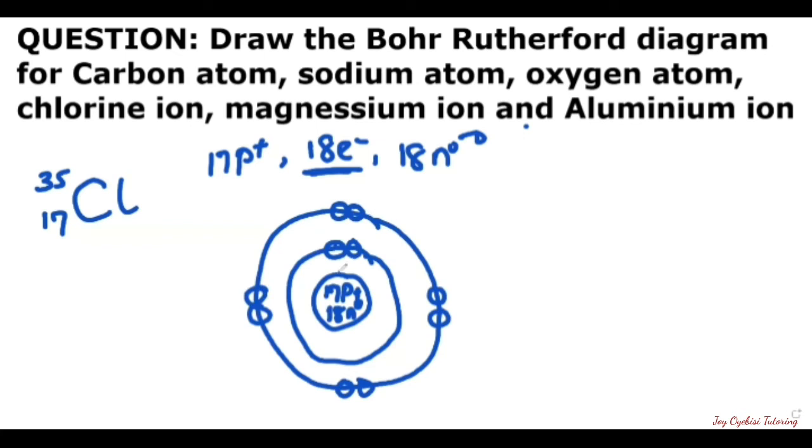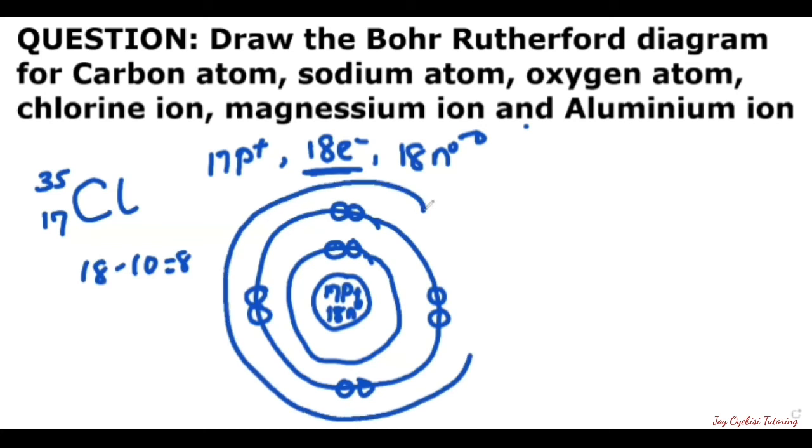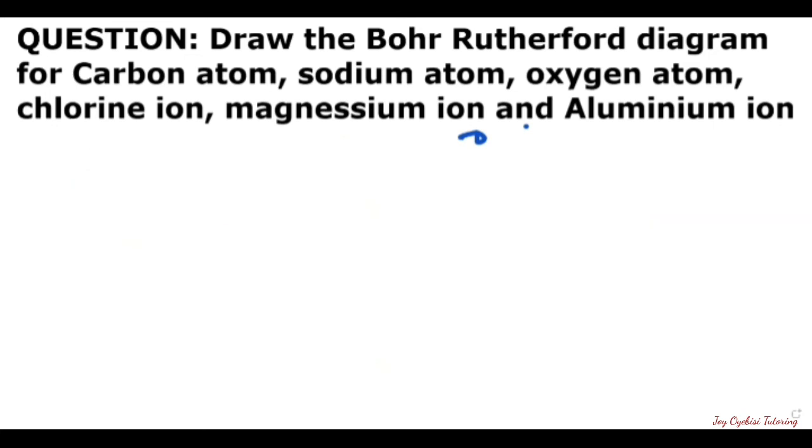Now after this, we have 2, 4, 6, 8, 10. 18 minus 10 is 8. So we have 1 more shell to go. We fill in the electrons, each pair pairing with the other. And this completes the 18 electrons. So count it also to confirm. This will be 2, 4, 6, 8, 10, 12, 14, 16, 18. So this is the Bohr-Rutherford diagram for chlorine ion. The next one is magnesium.